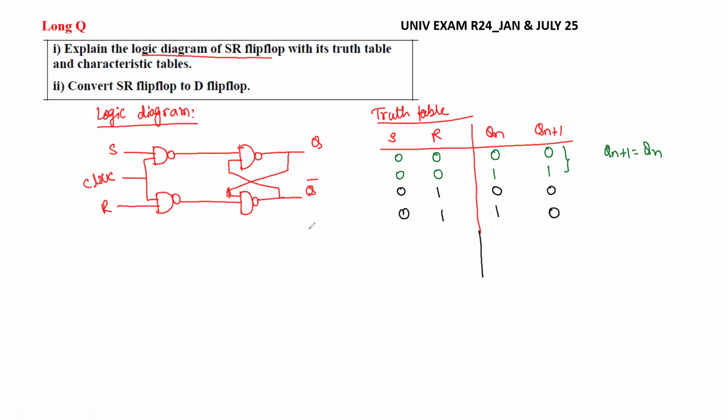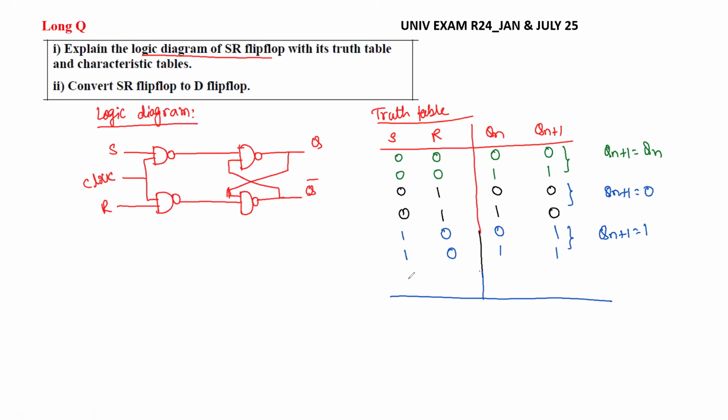Next, what we'll have? 1, 0. So when we have 1, 0, now S is 1, so set. If Qn is 0, then Qn plus 1 is 1. If Qn is 1, then Qn plus 1 is 1. That will be the set. So for this, you can summarize like this: Qn plus 1 is always 0, whatever the value of Qn. And for this, Qn plus 1 is 1. So you have to take this combination on the input side, then only you can write what we are writing on the right side.